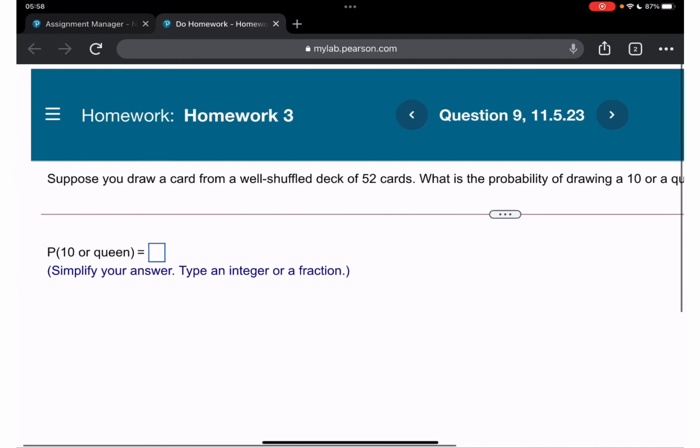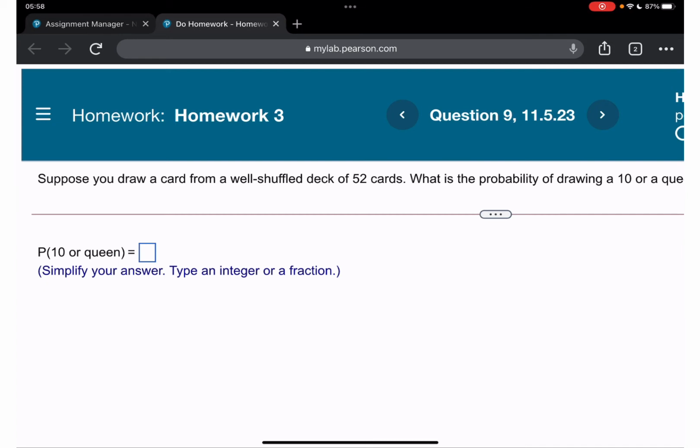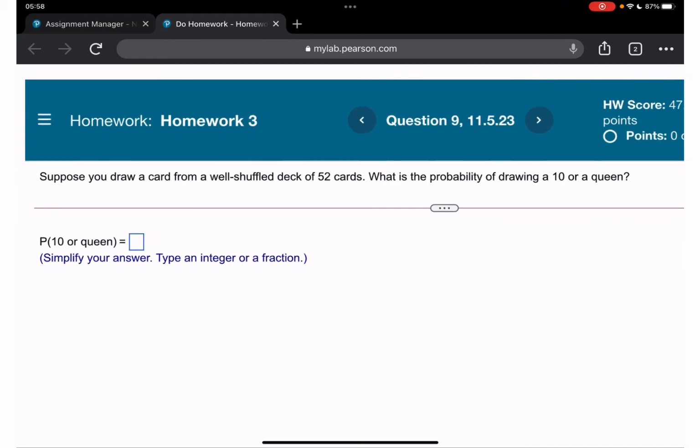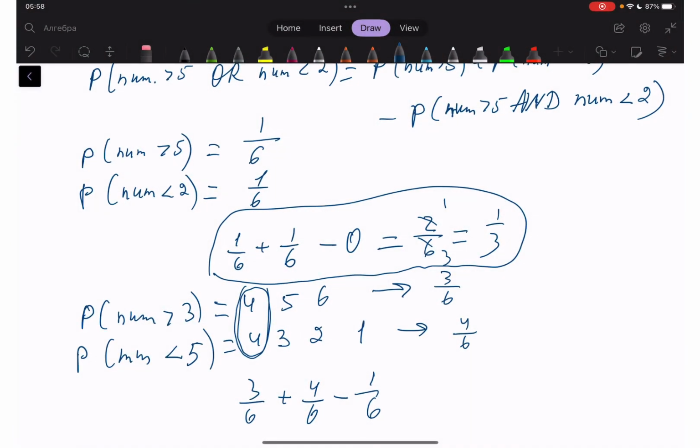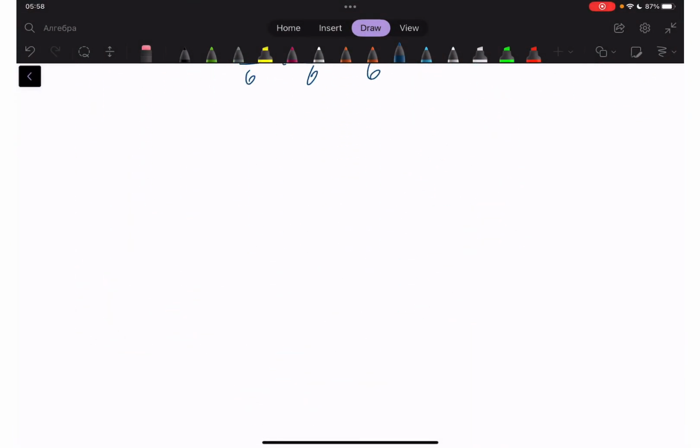What do we have? Suppose you draw a card from well shuffled deck of 52 cards. What is the probability drawing a 10 or a queen? Drawing 10. Okay. Drawing 10. To draw 10, how many 10s are there? 4, correct? 4 10s. So probability of 10, it's gonna be 4 out of deck is 52. Probability of queen, right? It's going to be how many queens we have? 4, correct? Also out of 52.